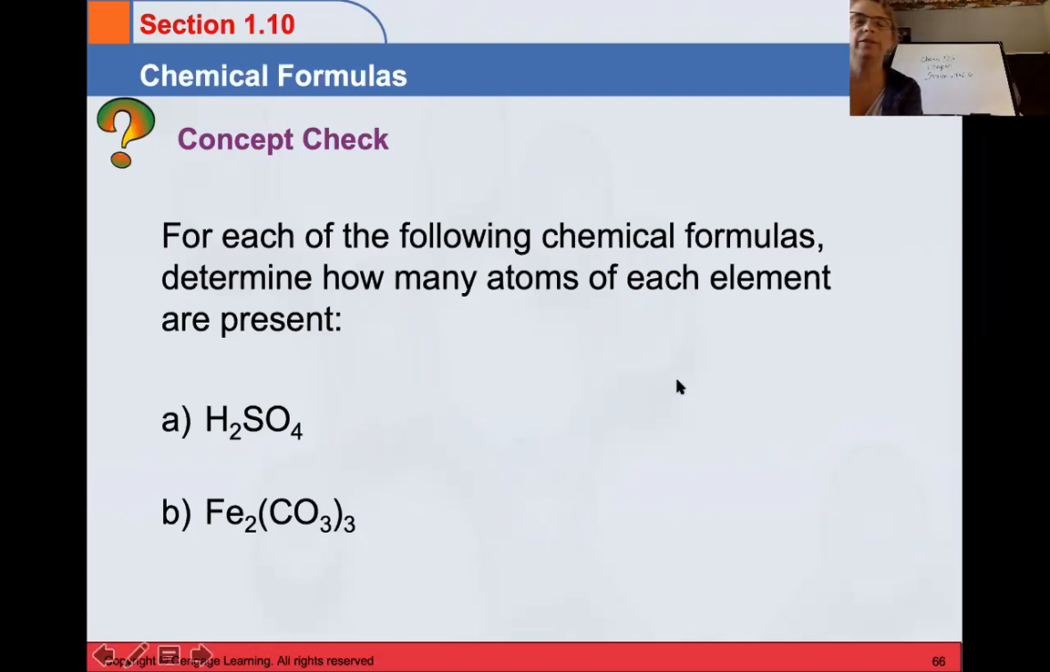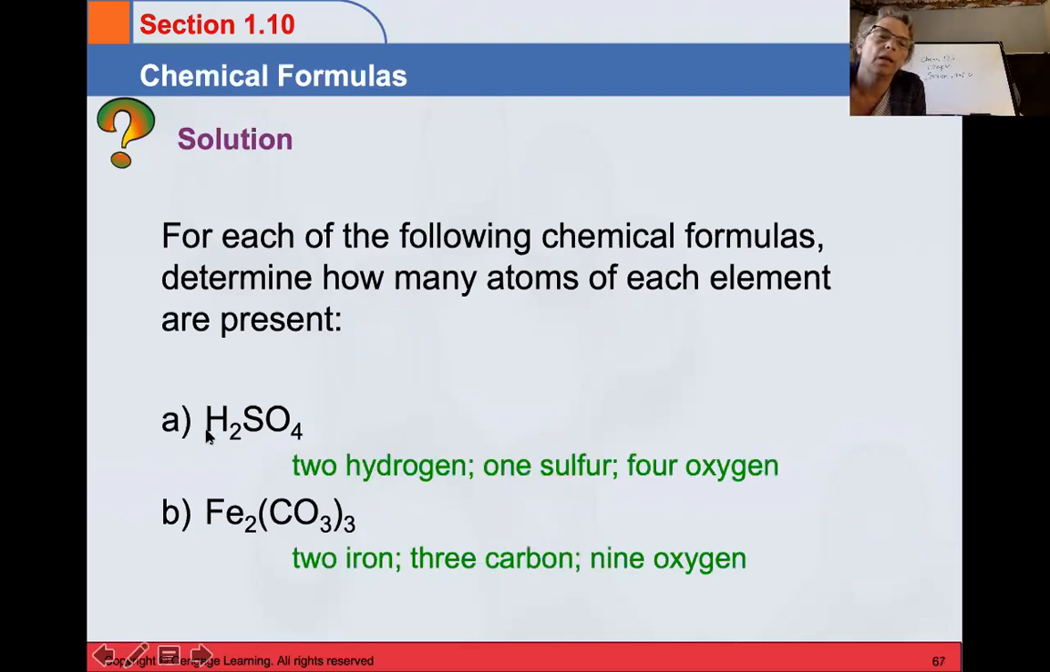So hopefully you've had a chance to pause your recording and answer this question. In sulfuric acid, H2SO4, there are 2 hydrogens, 1 sulfur, and 4 oxygens. In iron carbonate, there are 2 irons, 3 carbons, because the 3 outside the parentheses applies to the carbon, and 9 oxygens, because the 3 outside the parentheses applies to this oxygen, which has a 3 next to it, and 3 times 3 is 9.